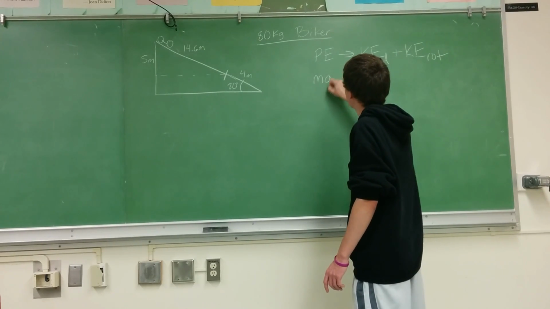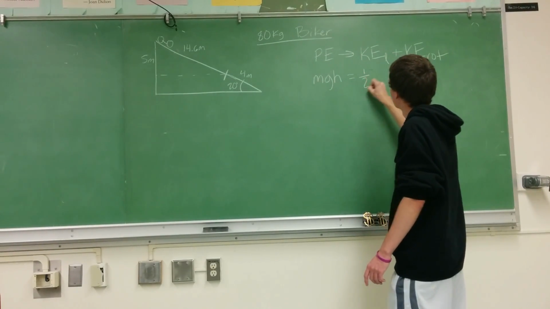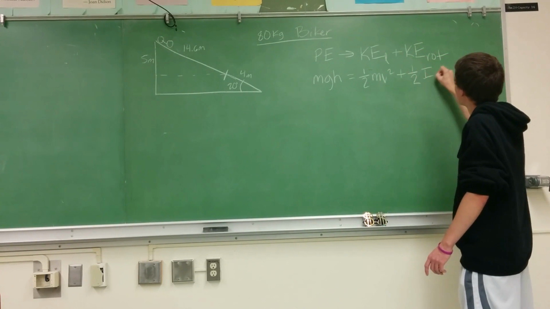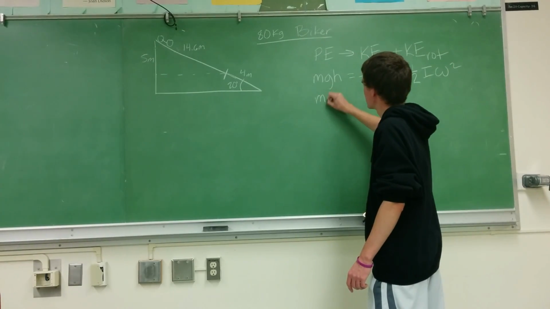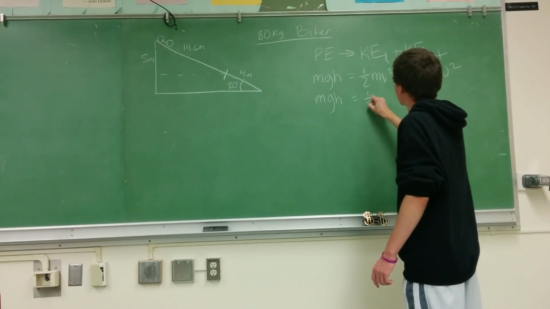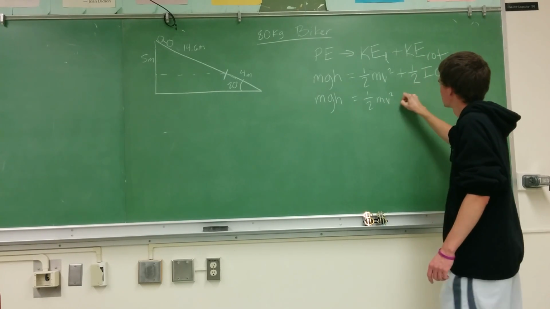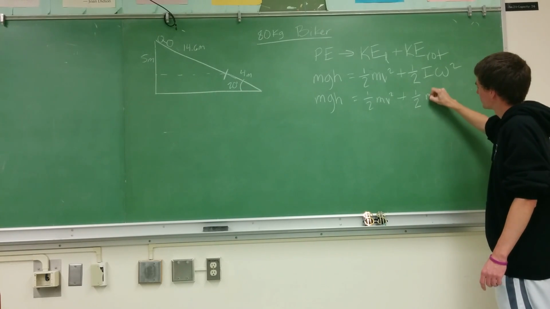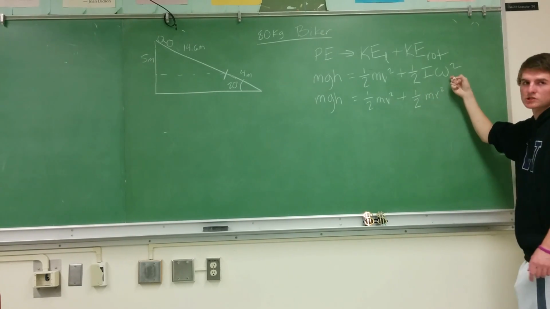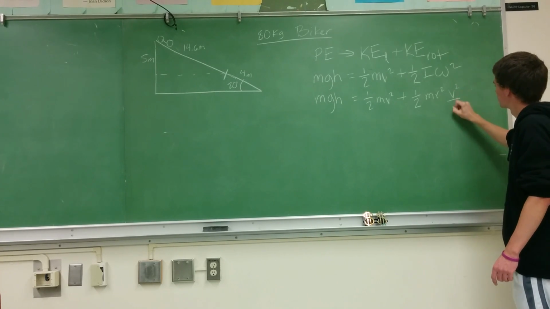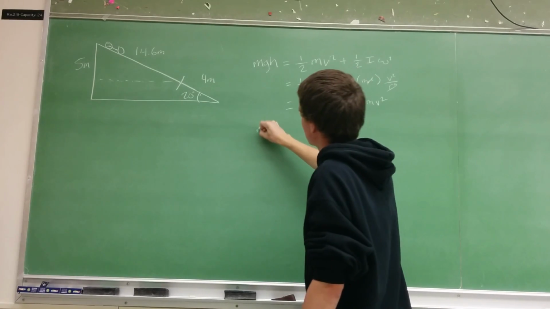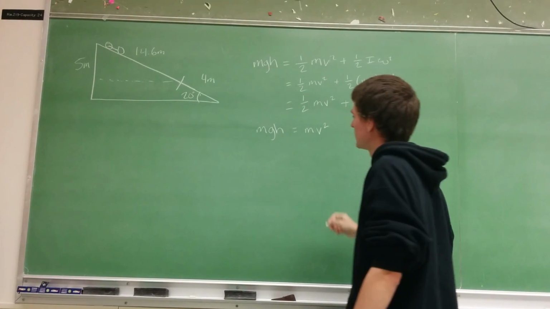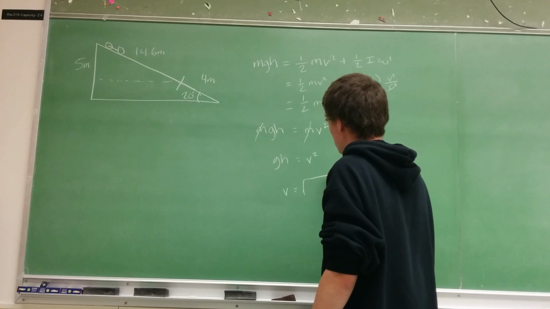MGH equals 1/2 m v squared plus 1/2 I omega squared. So MGH equals 1/2 m v squared plus 1/2 I, which turns into mr squared, and omega, which turns into v squared over r squared. So MGH equals mv squared. Velocity is going to be the square root of gh.